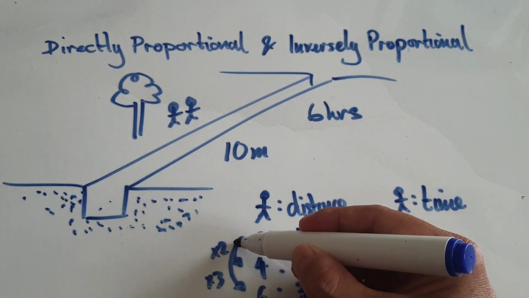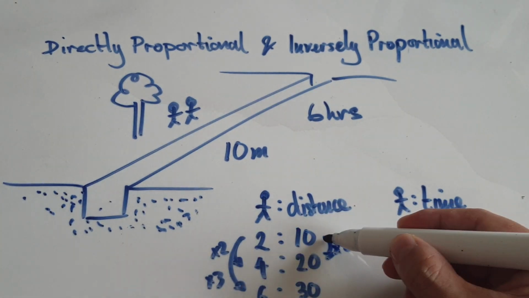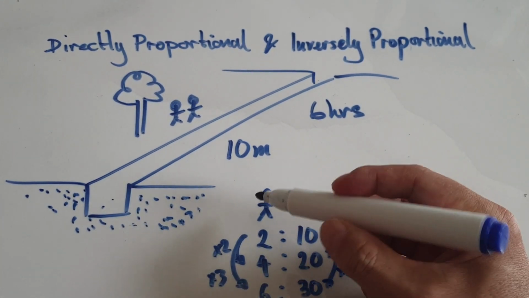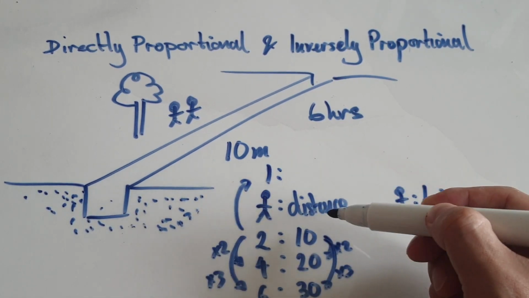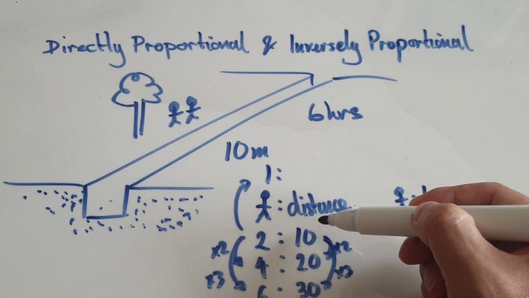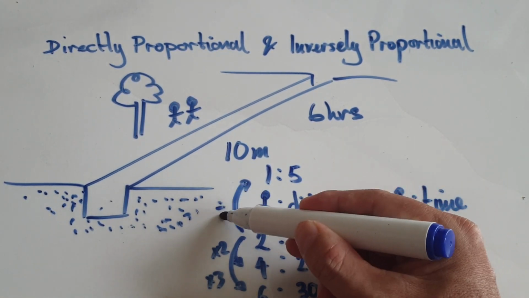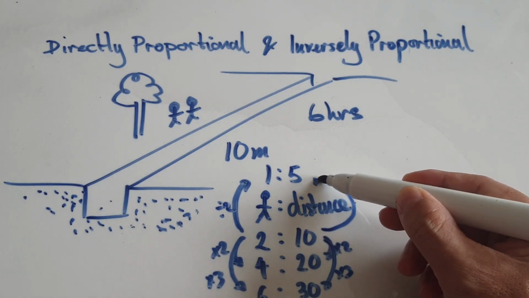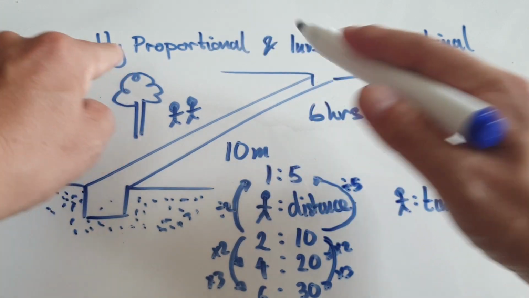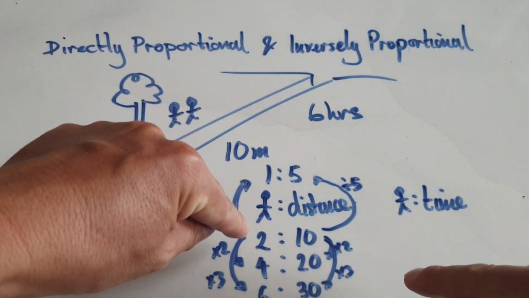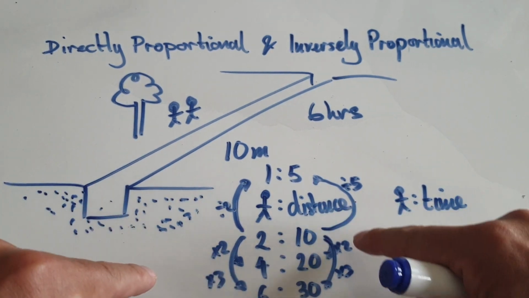So the point is that you times this by 2, then you times this by 2. You times this by 3, you times this by 3. And if you halve the number of people working on the job, so only one person working on the job, then that person would only be able to dig 5 meters. So if you divide this by 2, then you divide this by 2. It has that kind of a relationship. Well, that is directly proportional. So directly proportional is when you times by 2 on this side, you times by 2 on this side. You times by 3, you times by 3.